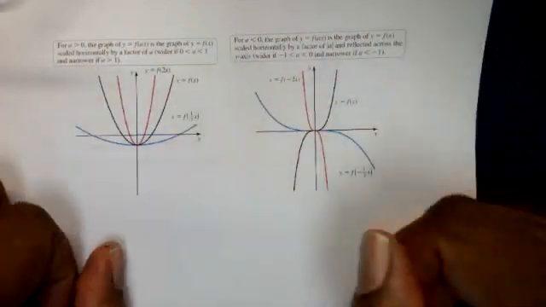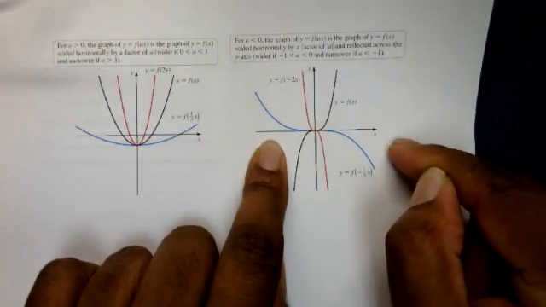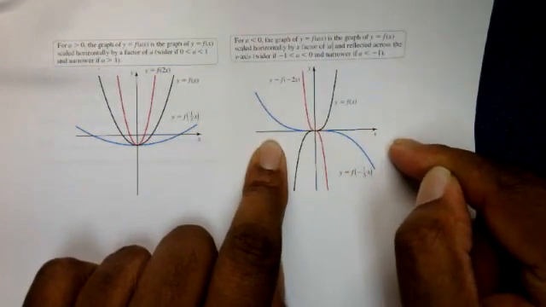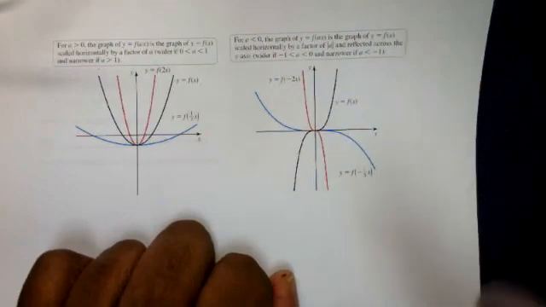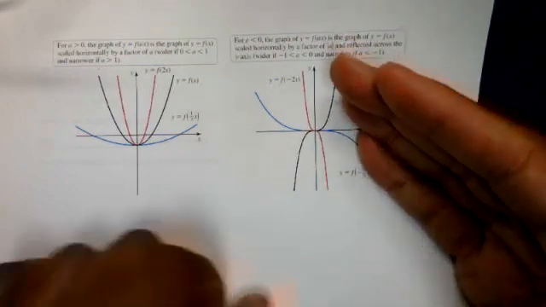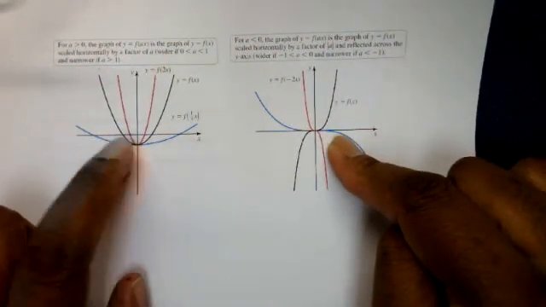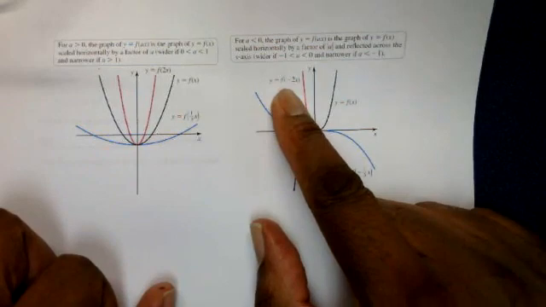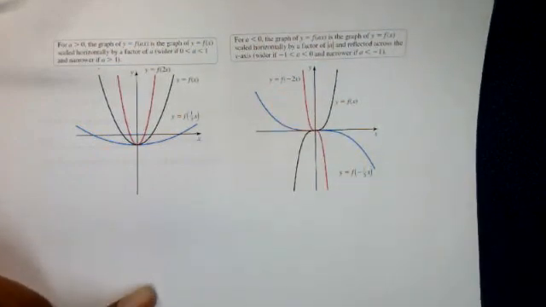Yeah, shrinks horizontally. Now, for this one on the right, there is a reflection. You still have your horizontal stretch and shrink, but the difference here is this is a reflection of the one on the left because of the negative sign that's in front of the constant.